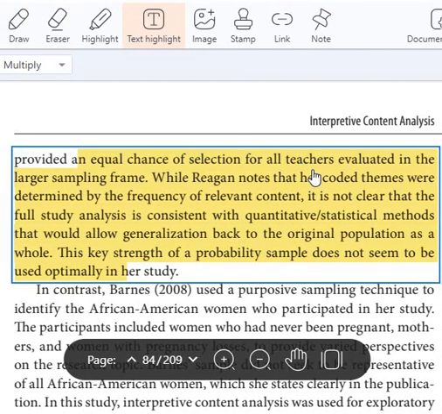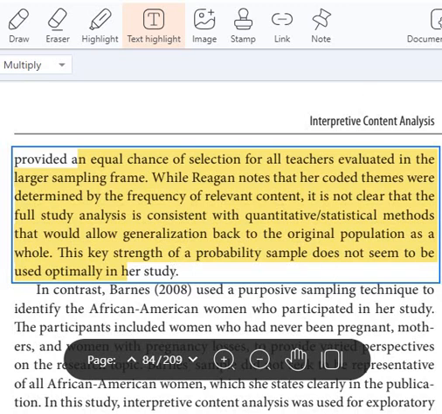While Reagan notes that her coded themes were determined by the frequency of relevant content, it is not clear that the full study analysis is consistent with quantitative or statistical methods that would allow generalization back to the original population as a whole. This key strength of probability sample does not seem to be used optimally in her result.